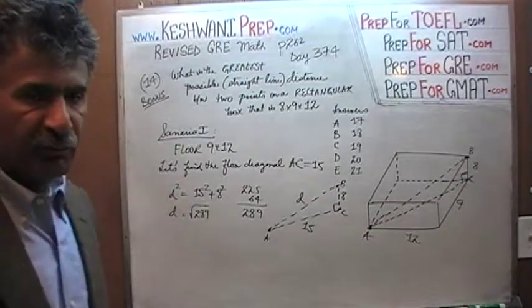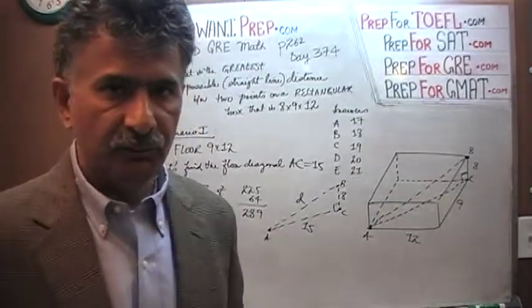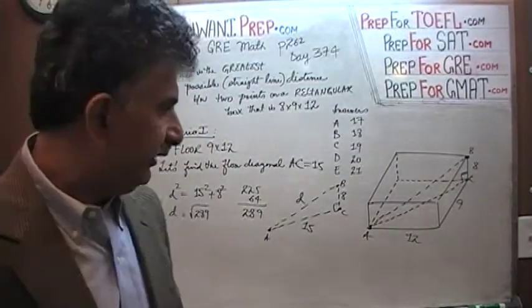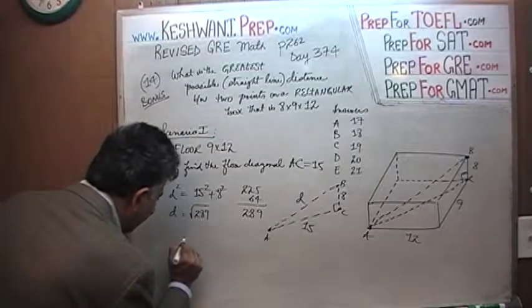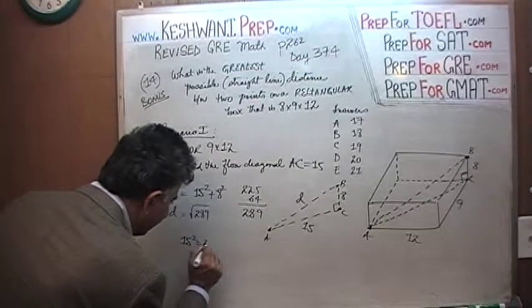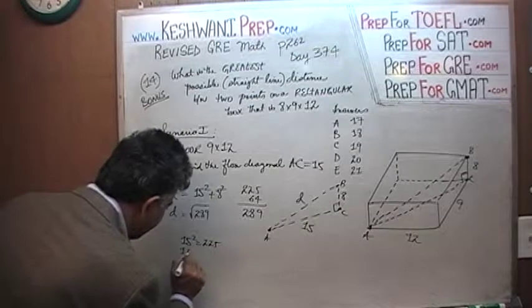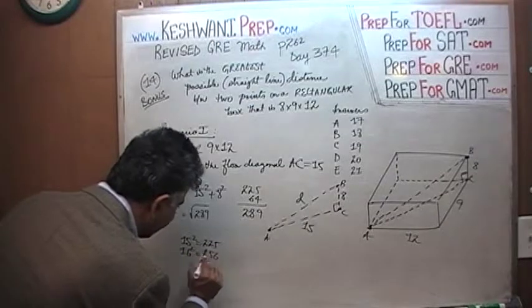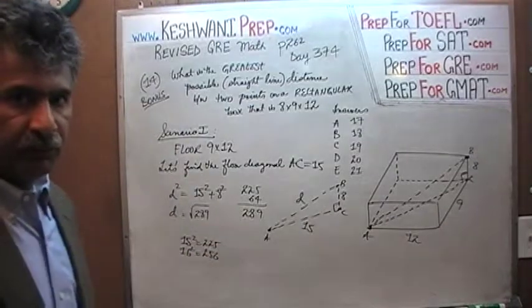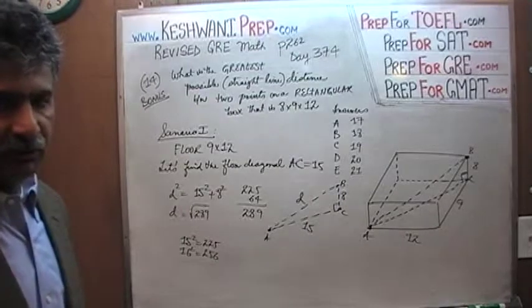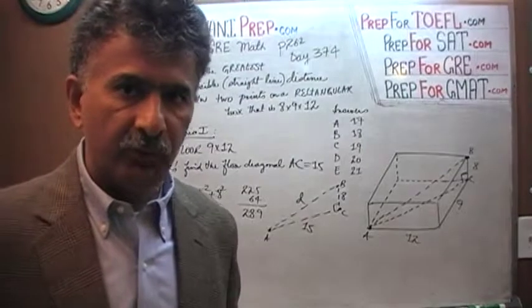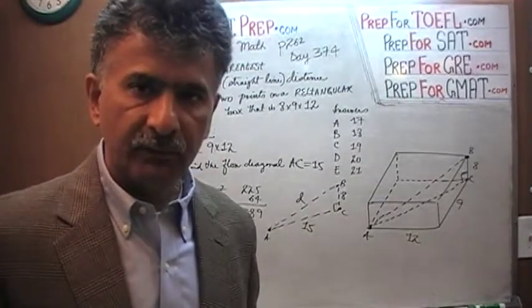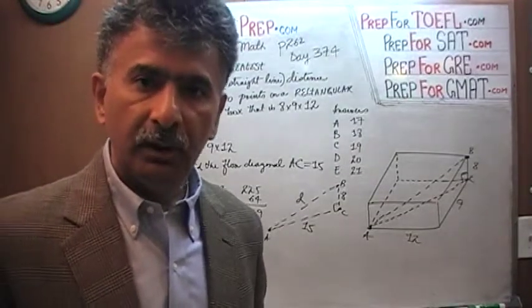Now you have to know your squares. As I always emphasize, you have to know your squares. I hope you know 15 squared is 225. 16 squared is 256. You have to know your squares all the way up to 16. All of them, 1 through 16. 1 squared, 2 squared, 3 squared, all the way up to 16. You have to know 11 squared, 12 squared, 13 squared, 14 squared, 15 squared, and 16 squared.